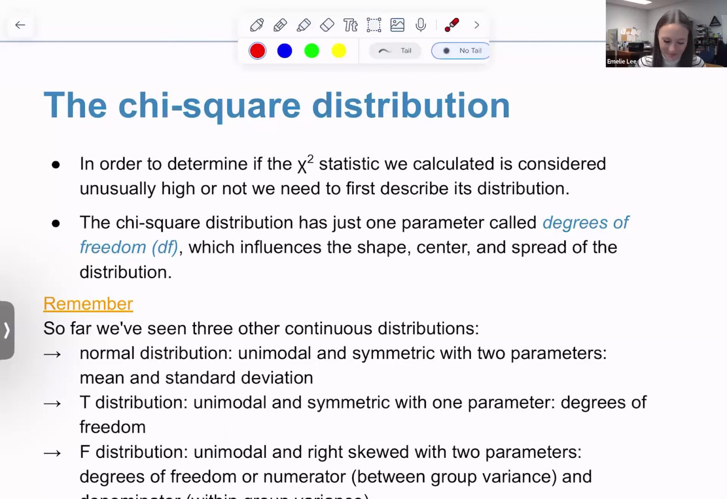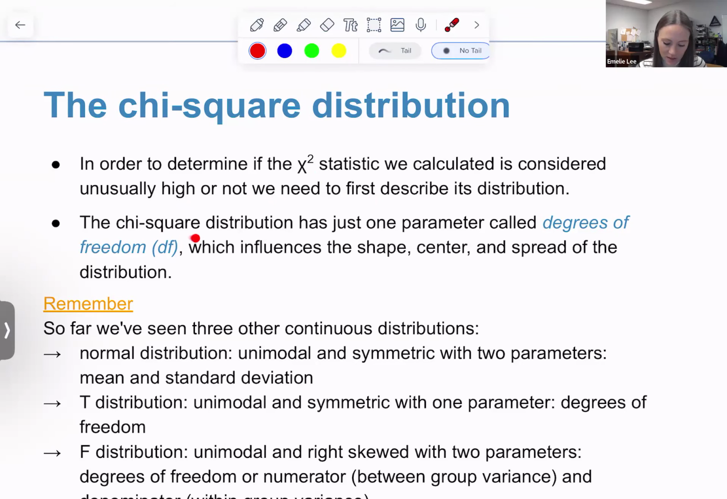We're getting there. So the chi-squared distribution, and there's a couple of edits I need to make on this slide. Maybe I should have deleted it, but I wanted to keep the degrees of freedom point here. In order to determine if the chi-squared statistic we calculated, 24.73, is considered unusually high or not, we need to first describe its distribution. So where does it come from?